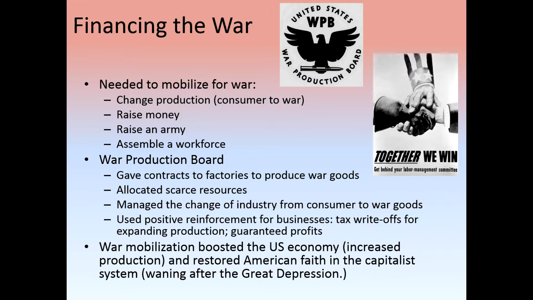So what ended up happening is war mobilization boosted the U.S. economy, because we increased our production, and it restored American faith in the capitalist system, which was kind of waning after the Great Depression. So it wasn't the New Deal that ended the Great Depression. It helped a little bit, but it didn't end the Depression by any means. It wasn't until World War II, when we had this boost in production and the government was buying things from these factories that we needed for the war, and people were getting jobs because they had to have people to work in these factories, that we actually ended the Depression.